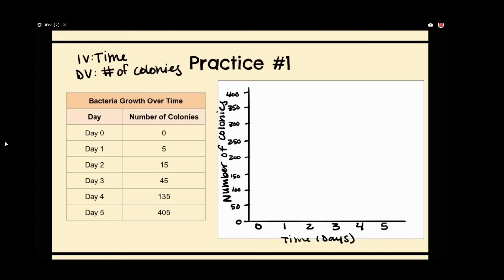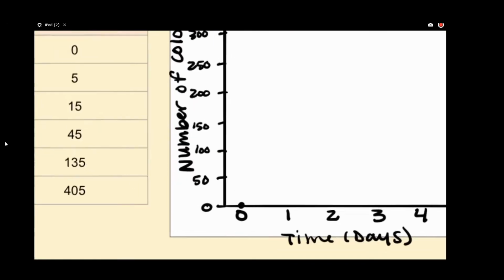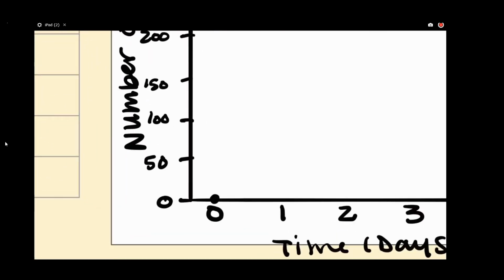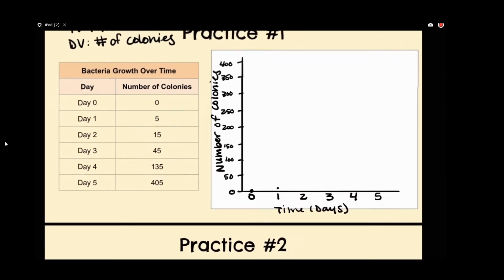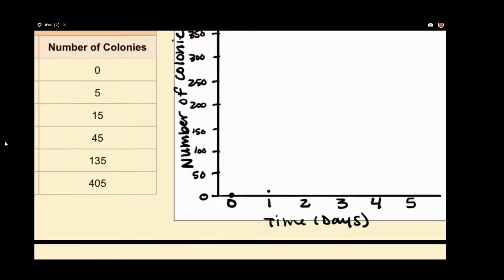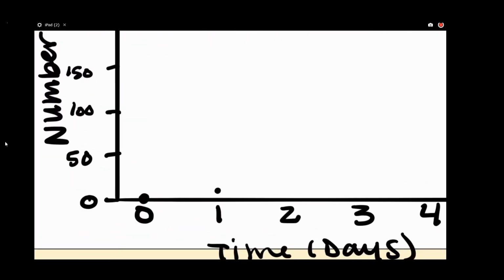So at day 0, I had 0 colonies. At day 1, I had 5 colonies. Something to note here. There's no 5 here, right? Do you guys see that I have 0 to 50? There's no 5. So you're going to do your best to estimate where the dot would go to be 5. And it'd be pretty close to 0. And then at day 2, I had 15. So again, that's pretty close down here, but a little bit higher than 5.